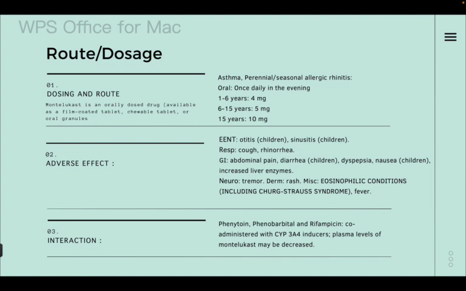The adverse effects: in EENT, otitis and sinusitis. For the respiratory system, cough or rhinorrhea. For GI, abdominal pain, diarrhea, dyspepsia, nausea, and increased liver enzymes. And neuro, tremor, and eosinophilic conditions including Churg-Strauss syndrome, and fever. For the interactions, phenytoin, phenobarbital, and rifampin are CYP3A4 inducers; when co-administered, plasma levels of Montelukast may be decreased.